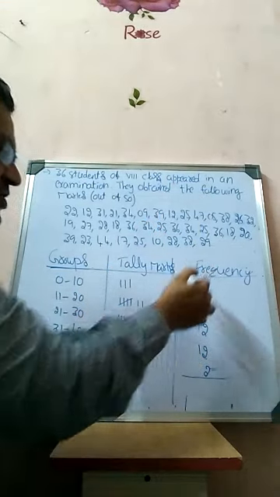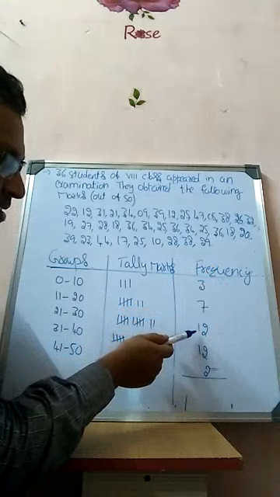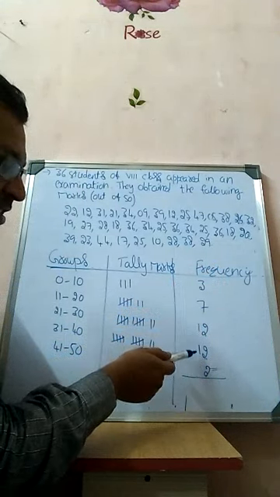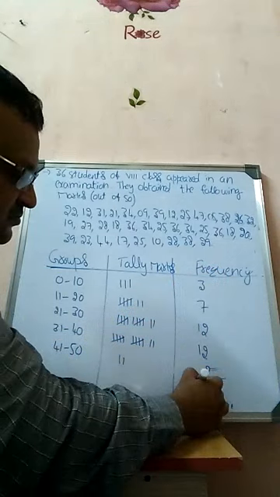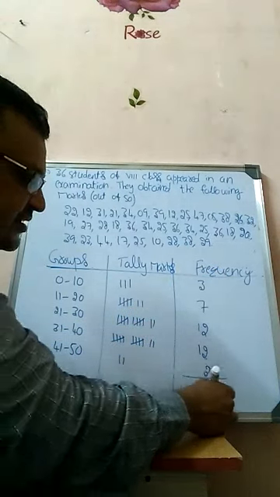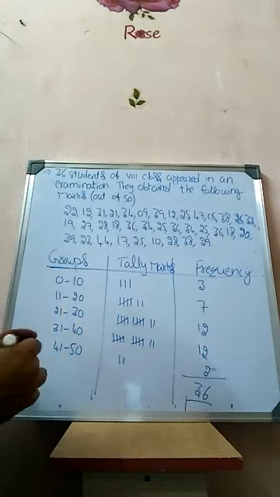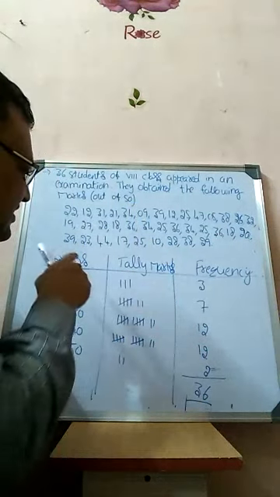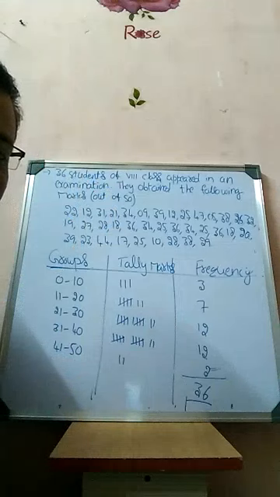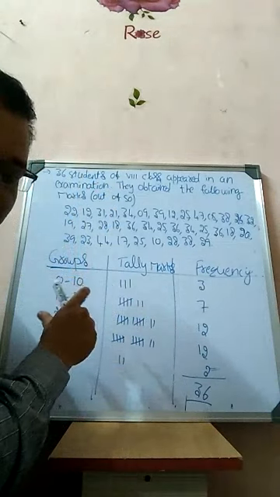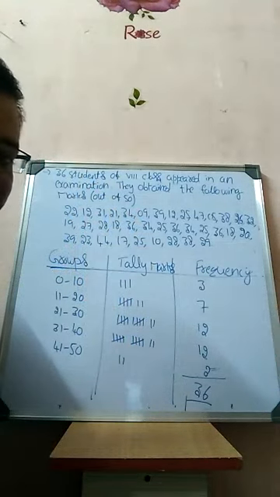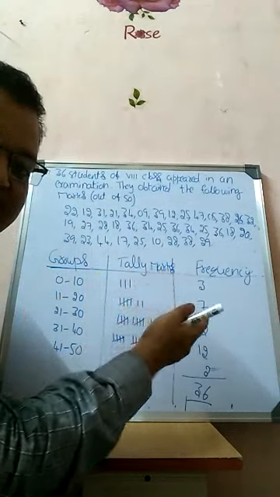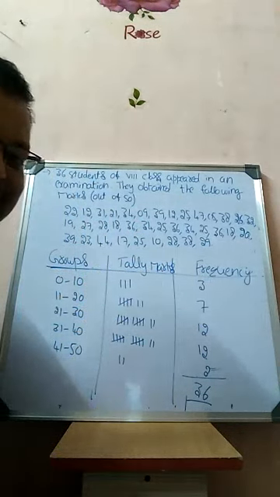Now count the total. 3 plus 7 is 10, 10 plus 12 is 22, 22 plus 12 is 34, 34 plus 2 is 36. So totally 36 students. So when the data is large, it is easy to represent by using groups. If we use groups to represent the given information, then the table is called a grouped frequency distribution table.